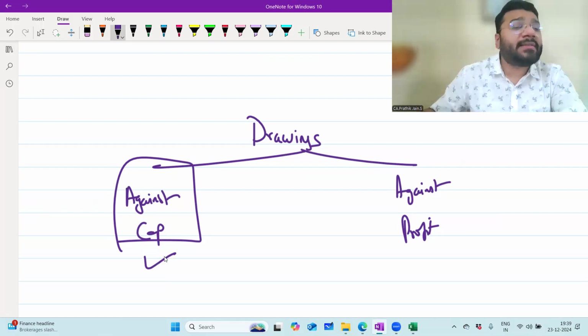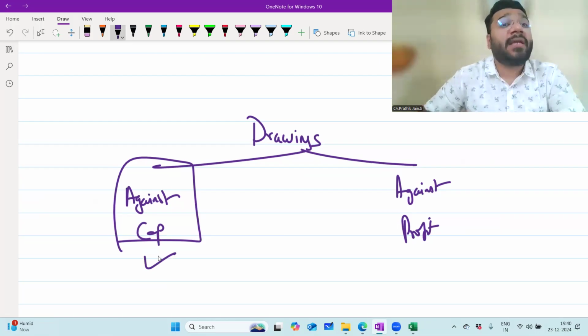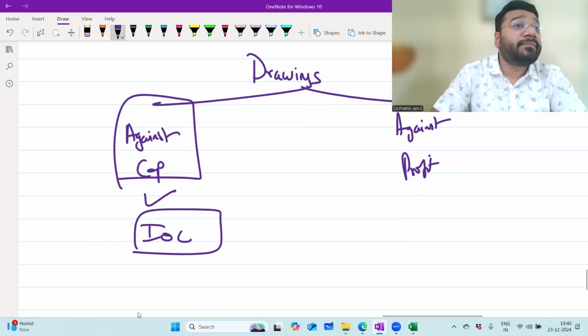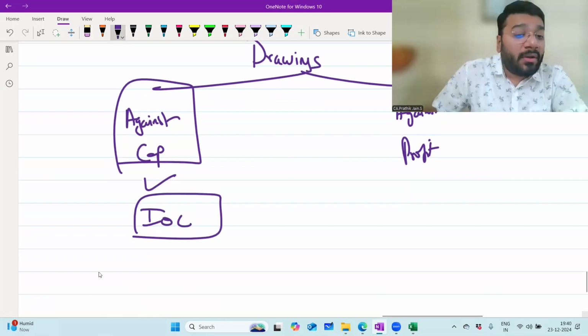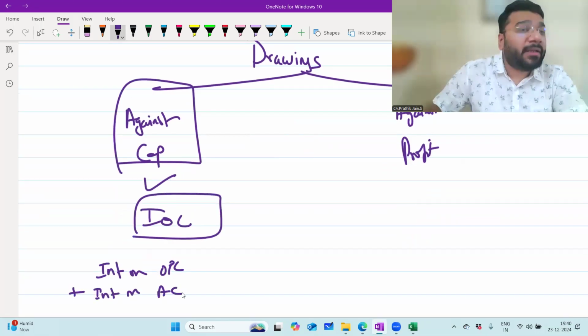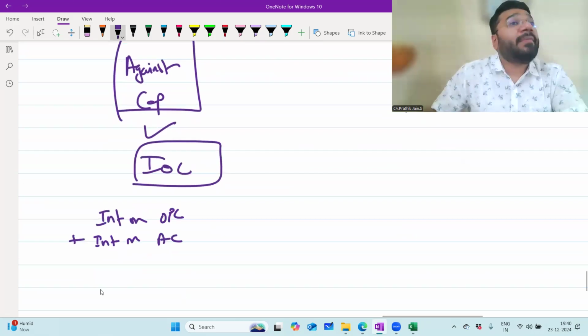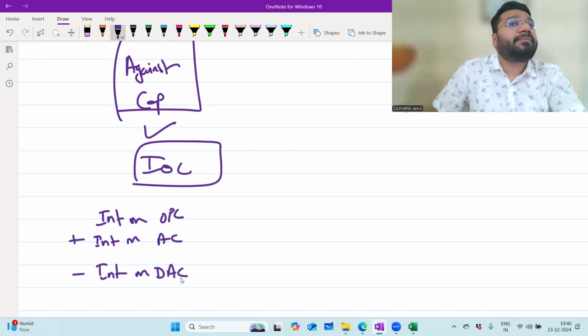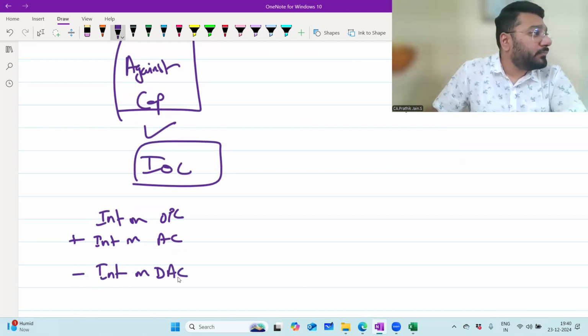Now, drawing against capital is an item that is already adjusted in your calculation of IOC. Remember, in method 1, you calculated the interest on opening capital. With that, you calculate the interest on additional capital. And whatever money is withdrawn, on that the interest is there, no? That you are subtracting from the drawing against capital. Are you able to follow?